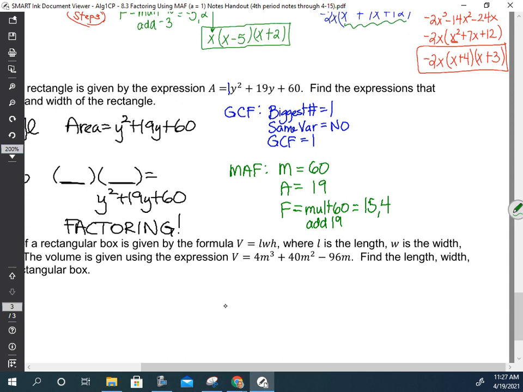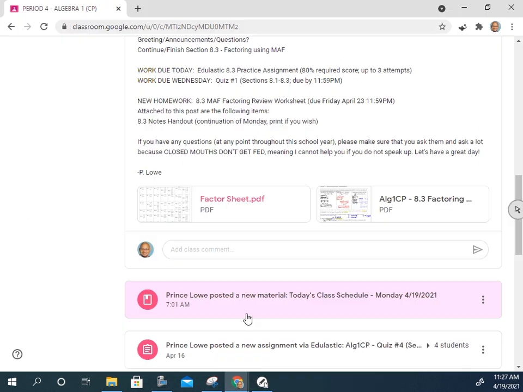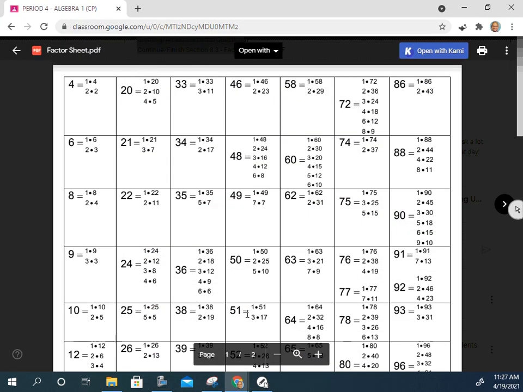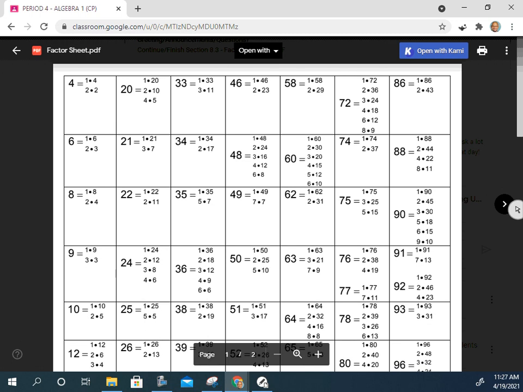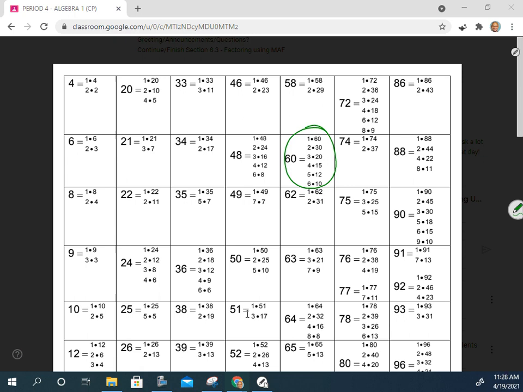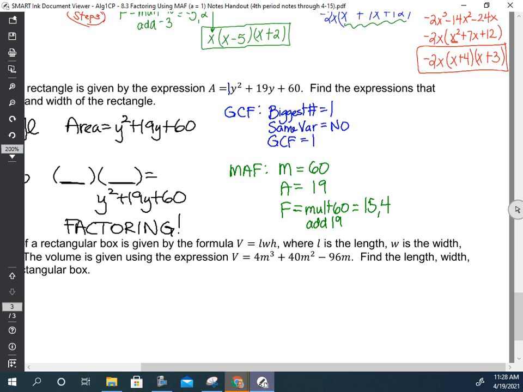15 and 4. So remember, if you struggle with your multiplication tables, I gave you a factor sheet. I need 60. There's all my numbers for 60. Use those, start figuring out what's going to add up to get me to the number that I need. So again, factoring is not easy, especially if you don't know how to multiply real good, but you got to practice it. You're not finessing your way out of the system with this.